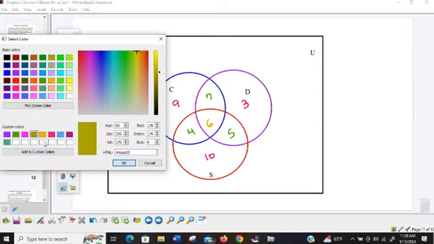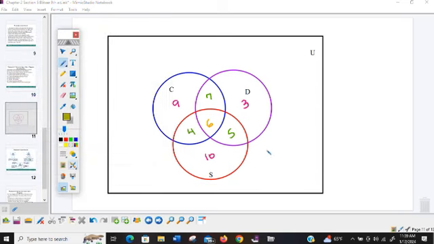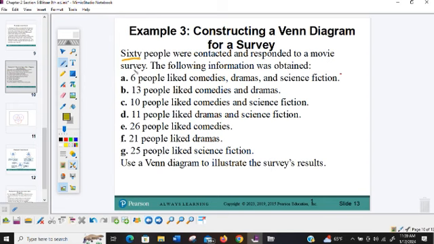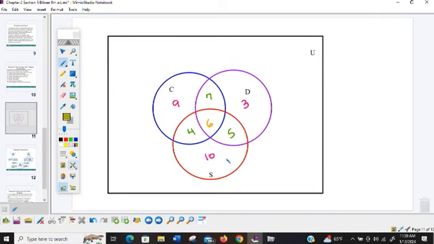Now there's one more piece of information that gets missed a lot. A lot of people will think they're done, but there might be people who didn't like any of them. So remember in the beginning our survey said 60 people? We need all of these people to add up to 60. Now if you add this right now, it adds to 44. So that tells me that 16 more people did not like anything. Then we have 60 people in the survey. In the next example, we're going to use this information to answer some questions about this.